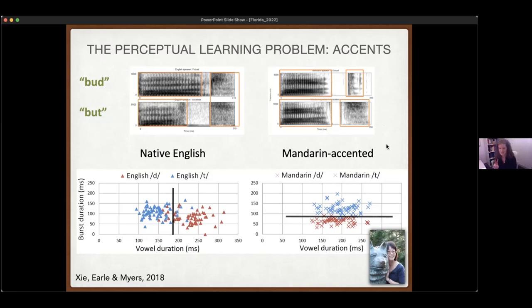And I'm going to play for you two examples. The first one is bud, the second one is but, and I hope you'll hear the distinction, but initially they may sound like the same word. So let's give it a try.